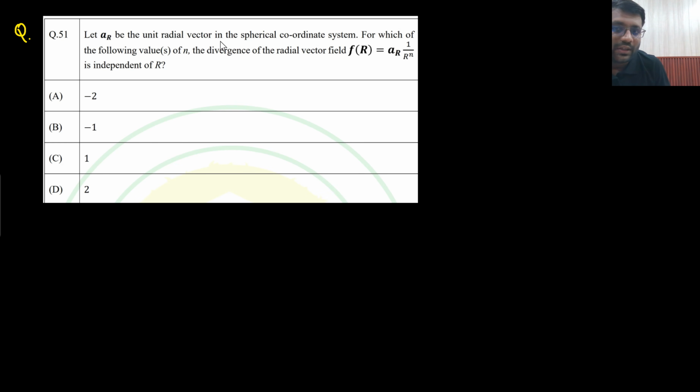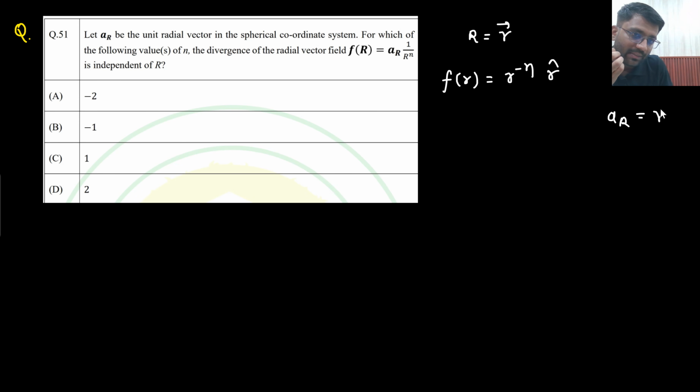a_R is the unit radial vector in the spherical coordinate system. For which of the following values of n is the divergence of the radial vector field F(R) independent of R? So here this capital R they are representing is your position vector, nothing else. And what is your function? The function is nothing but 1 by r to the power n, r to the power minus n, r cap. They have mentioned a_R, so a_R is nothing but r cap only. So this is the function that they are saying.